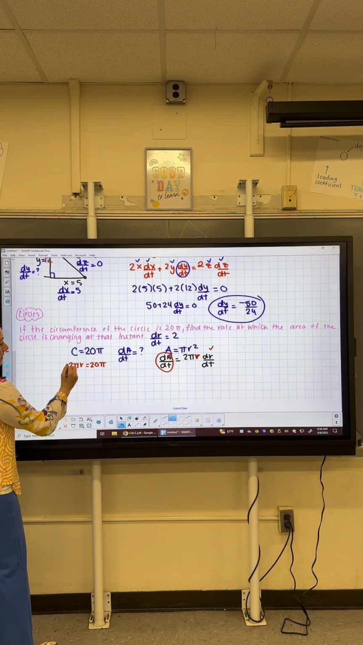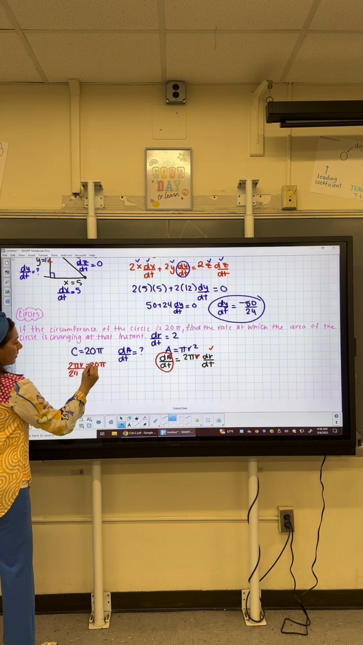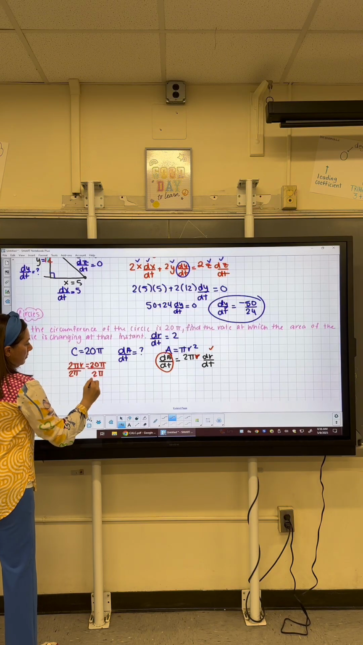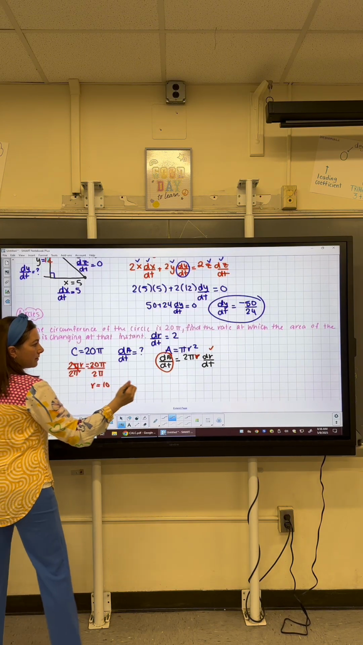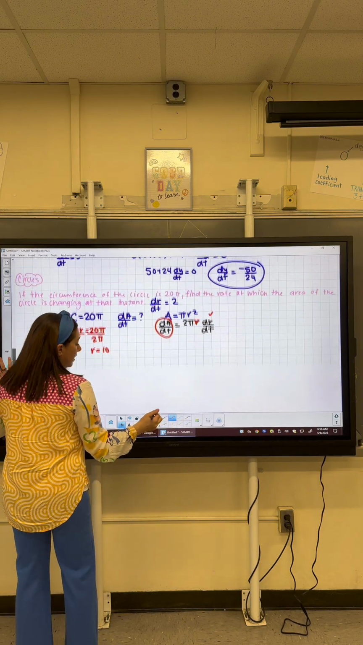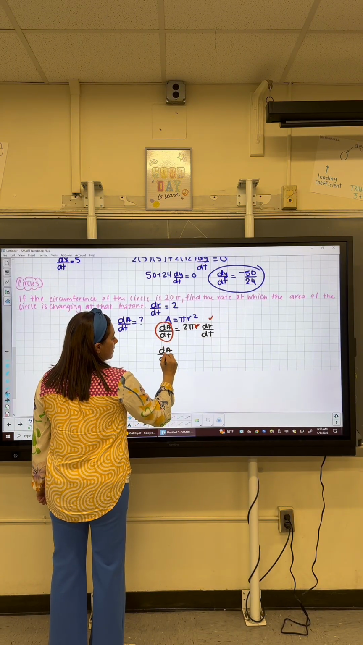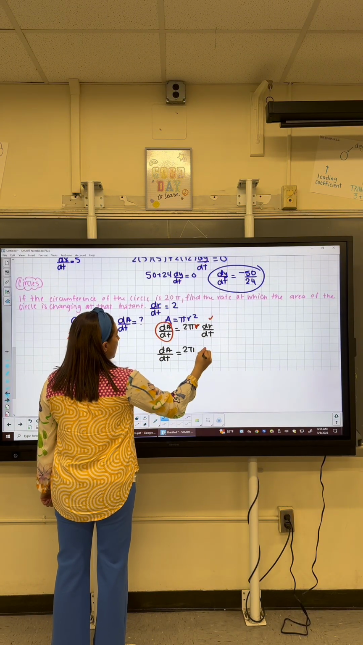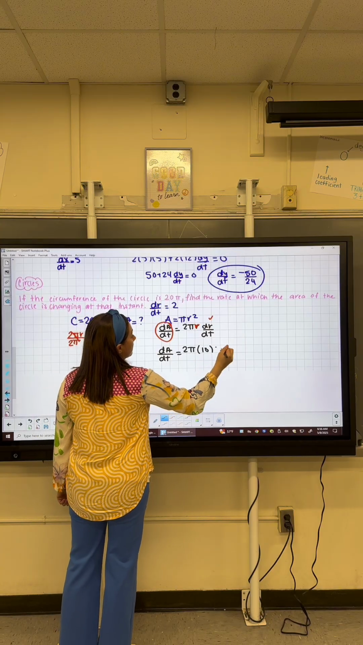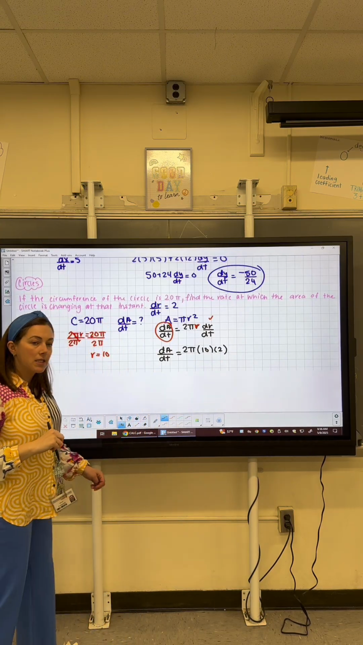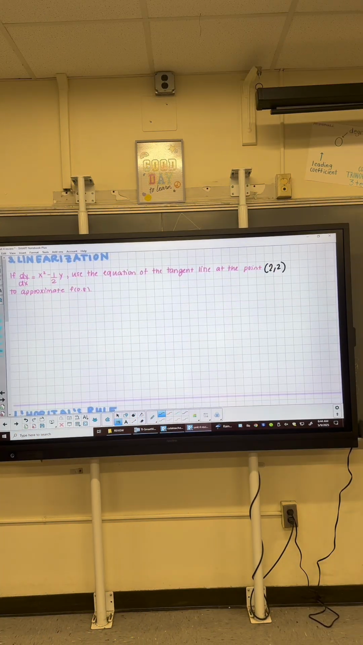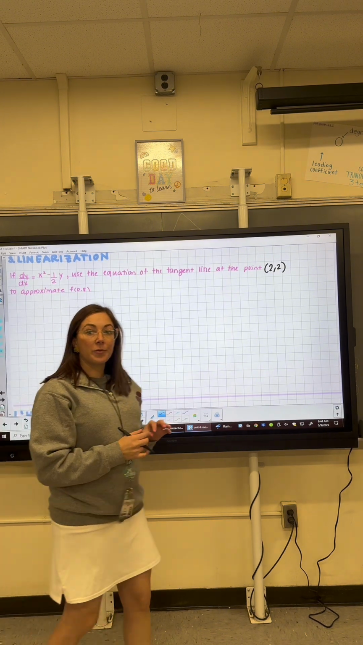So if you go ahead and solve this for r, it is going to be 10. Great, you know everything now. Let's plug it in. So we're going to have dA/dt equals 2 pi times 10 times 2. You can leave it like that. Done. Next thing in Unit 4 is linearization or linear approximation.